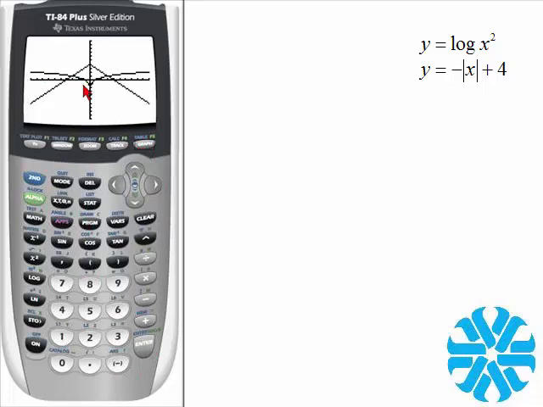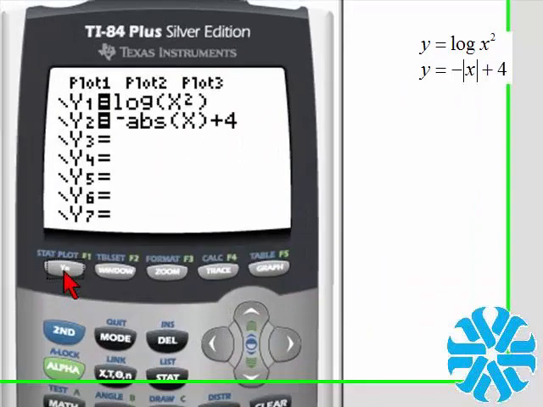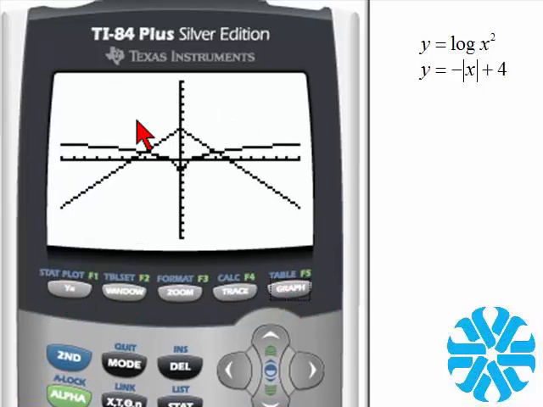So the first function it drew was the log of x squared, and here's the second one, the absolute value function, or the opposite of the absolute value of x plus 4. Now remember that this graphs in order, so it will graph this function first, and then it'll graph the second function second, and then the third function third, and so on. Okay, it graphs it in order. So let's look at the graphs again. So here's the log of x squared, and here is the opposite of the absolute value of x plus 4. Okay? So let's go back in here.